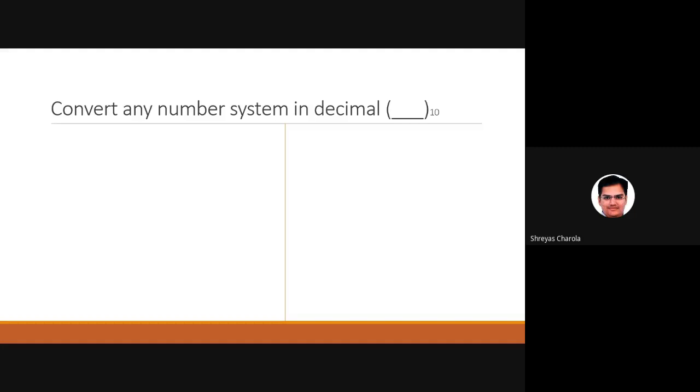So what we can do here is convert any number system into decimal. Apart from decimal, we have octal, we have binary, and one more, which is called hexadecimal. These are the three number systems you can convert into decimal, and this is nothing but a representation of a base number.